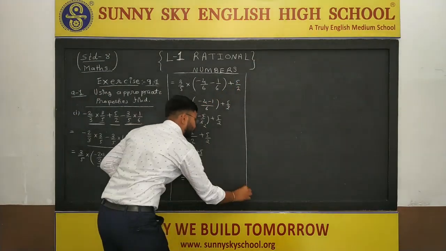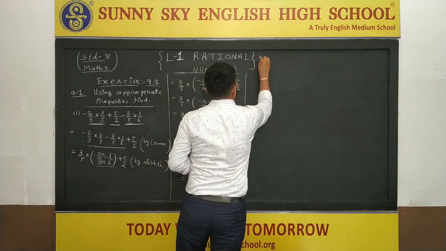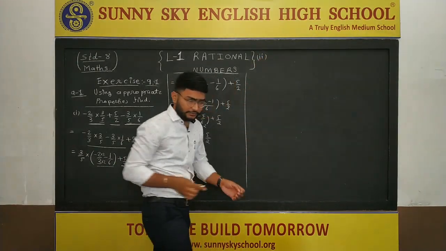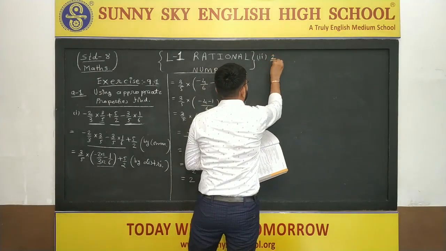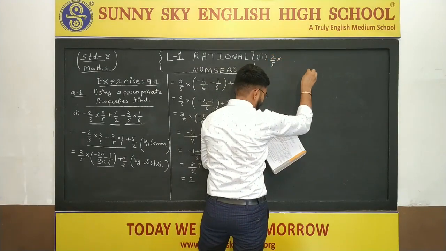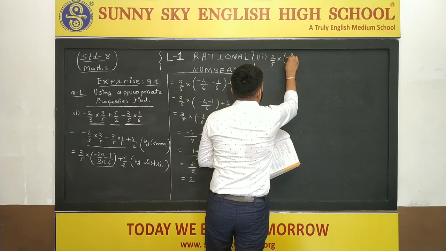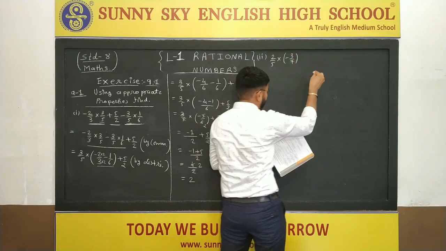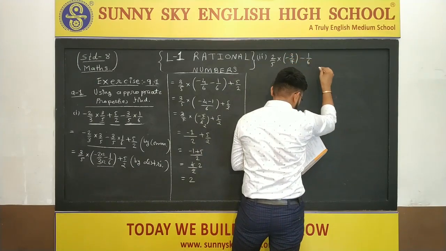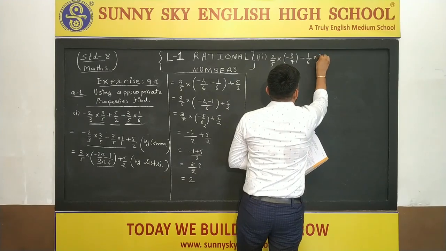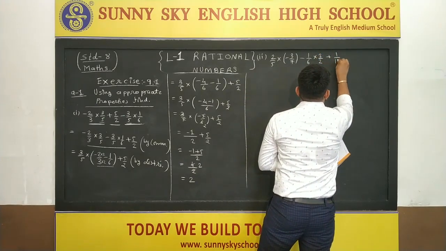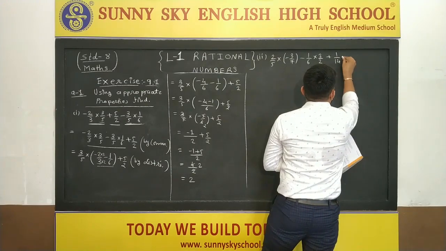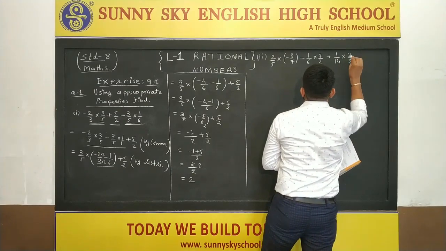Now, the second question of the first number only. First we write the question. It is 2 by 5 multiplied by minus 3 by 7 minus 1 by 6 multiplied by 3 by 2 plus 1 by 14 multiplied by 2 by 5.